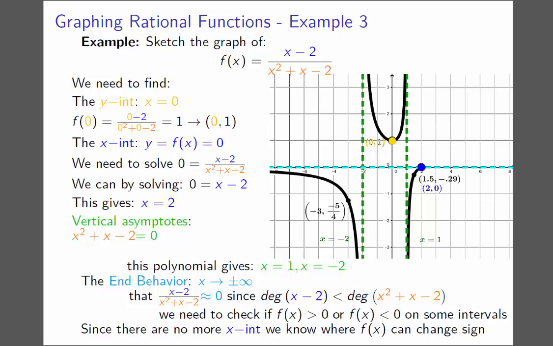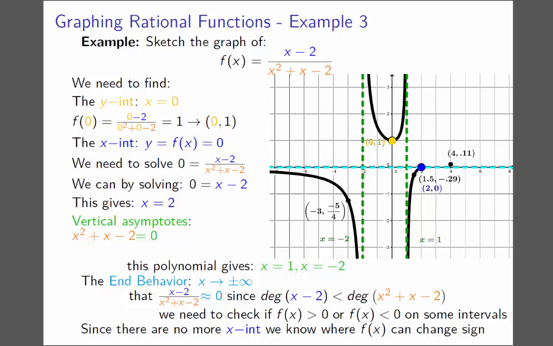Finally, we need to check our x values beyond 2. To do that, let's try 4. Evaluating our function at 4, we get f of 4 is 4 minus 2 over 4 squared plus 4 minus 2, which is roughly 0.11. The important piece of this is that, although it's very small, it is positive. So our function must always be positive for x values beyond 2.